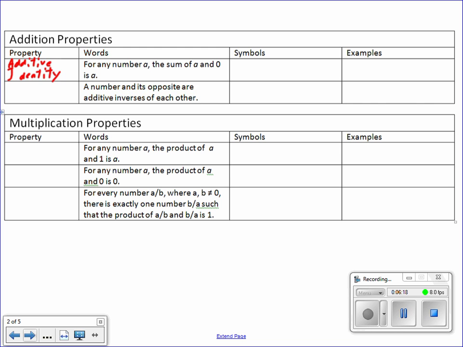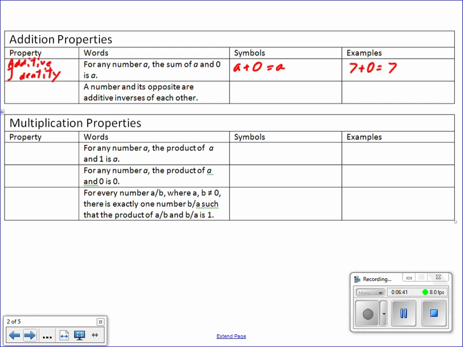Symbols. So A plus 0 equals A. A plus 0 is going to equal A. Example, 7 plus 0 equals 7. Anytime you add 0 to something, you get what you start with. That's our additive identity property.